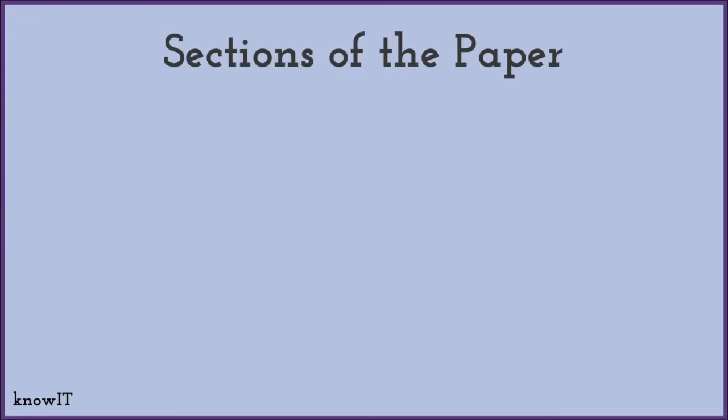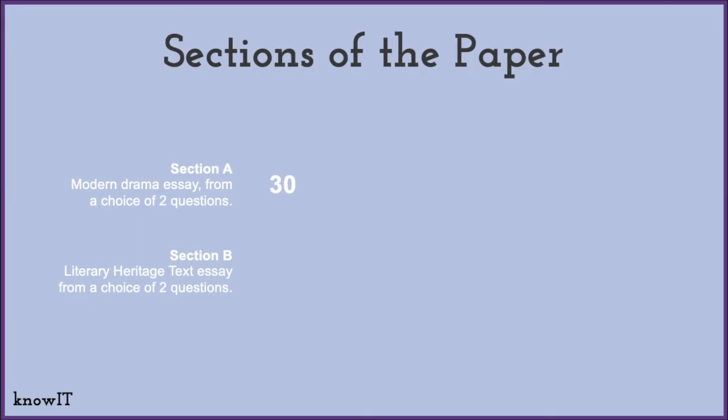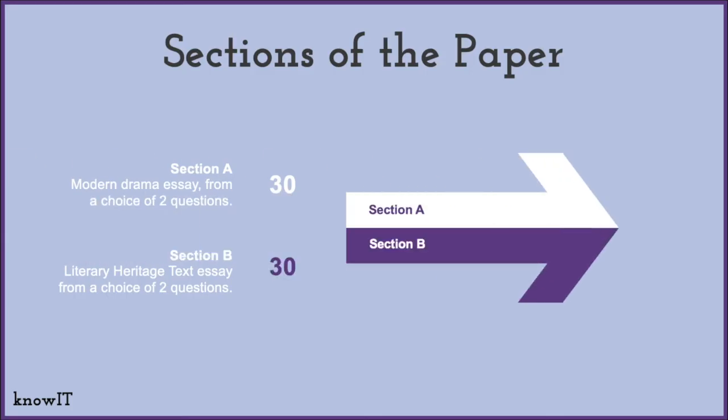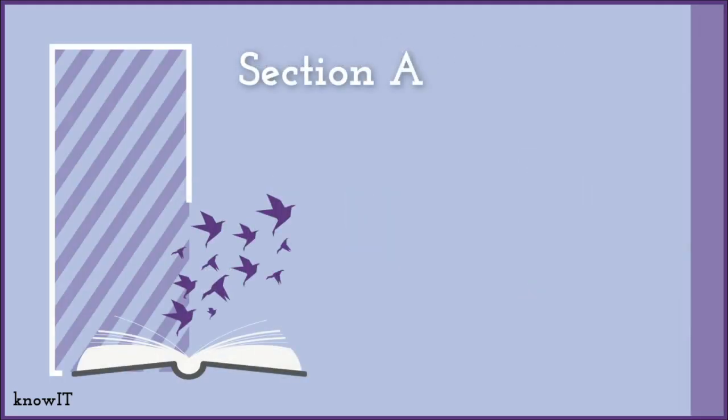There are 2 sections in this paper. The first one, Section A, assesses modern drama. You have to write an essay on a modern drama text from a choice of 2 questions, as always, and this section is for 30 marks. The next section, Section B, assesses a literary heritage text. You have to write an essay on one of those from a choice of 2 questions, and this one is also for 30 marks, and in total both Section A and Section B add up to the 60 marks of this paper. So let's look into detail at Section A first.